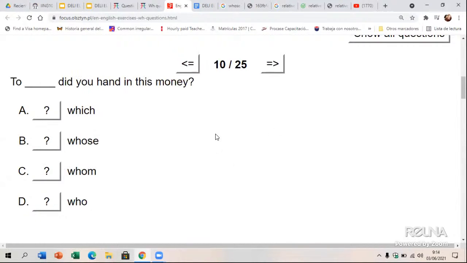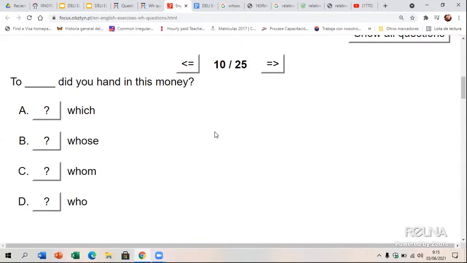The next. To did you hand in this money? To which? To whose? To whom? To who did you hand in this money? But it's getting a little more interesting, the quiz in this case. Tomás, who? Whom, Jairo? Constanza, who? You know the difference between who and whom? Well, actually, whom is older in this case than who, right?